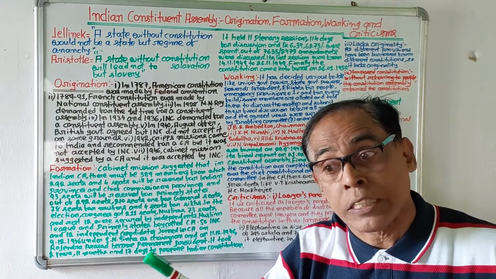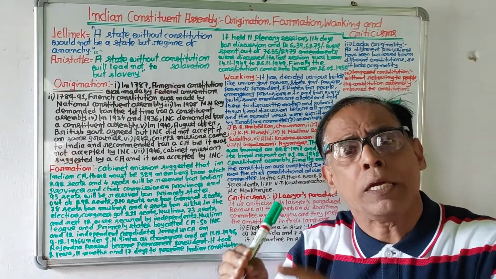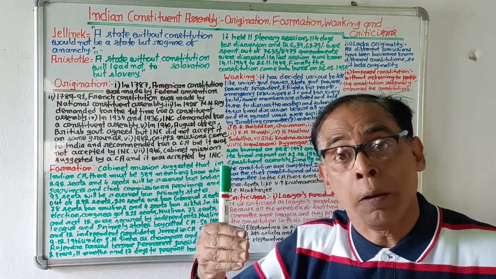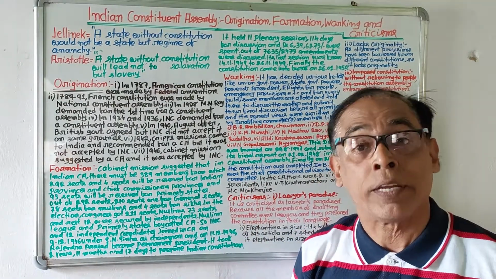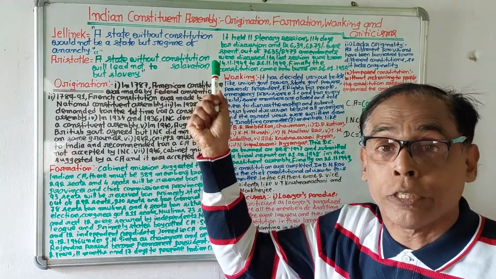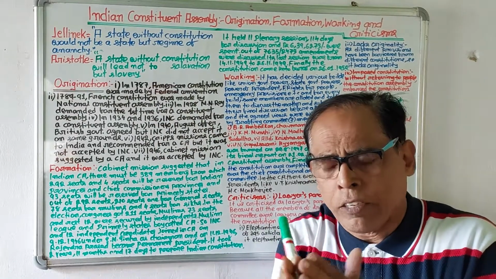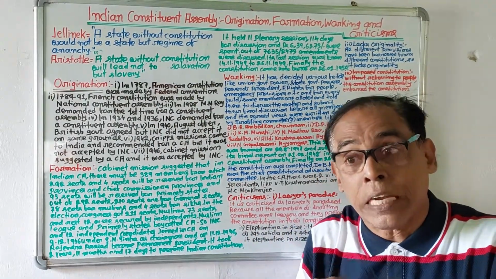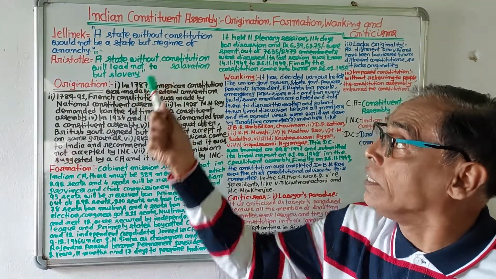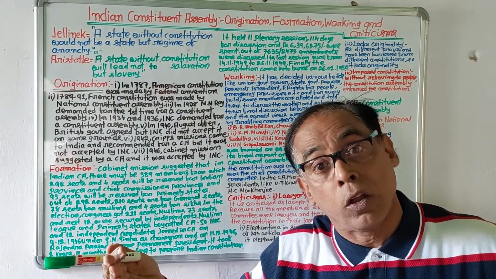When was the Indian Constitutional Assembly originated? A constitution is very important for a country. A constitution is not a fashion but a necessity for a country. That is why Professor Jelinek has said a state without a constitution would not be a state but a regime of anarchy. It means without a constitution, in a country there will be anarchy or lawlessness.